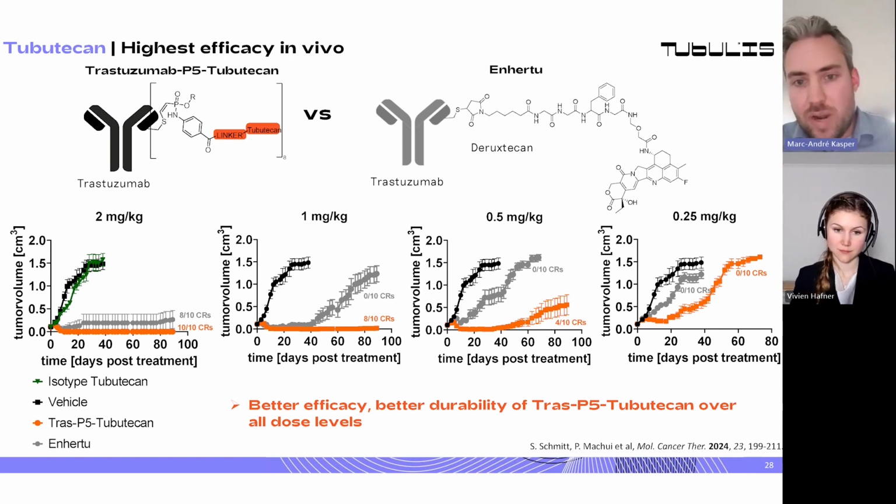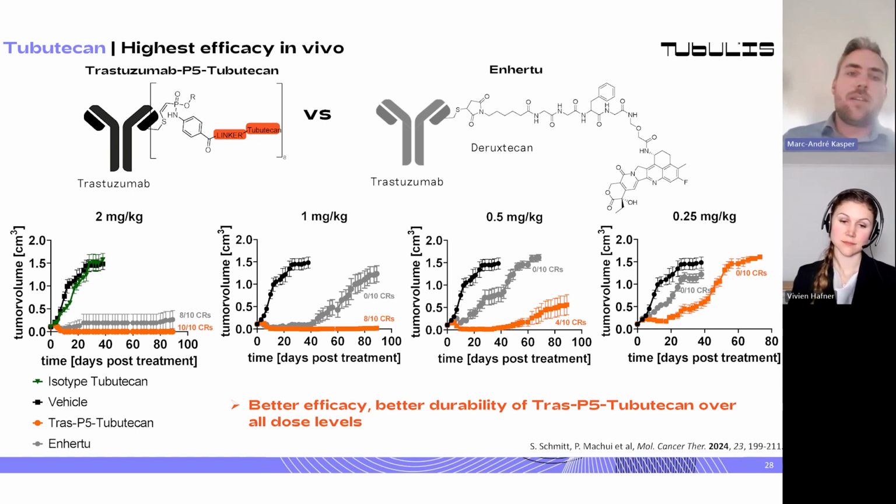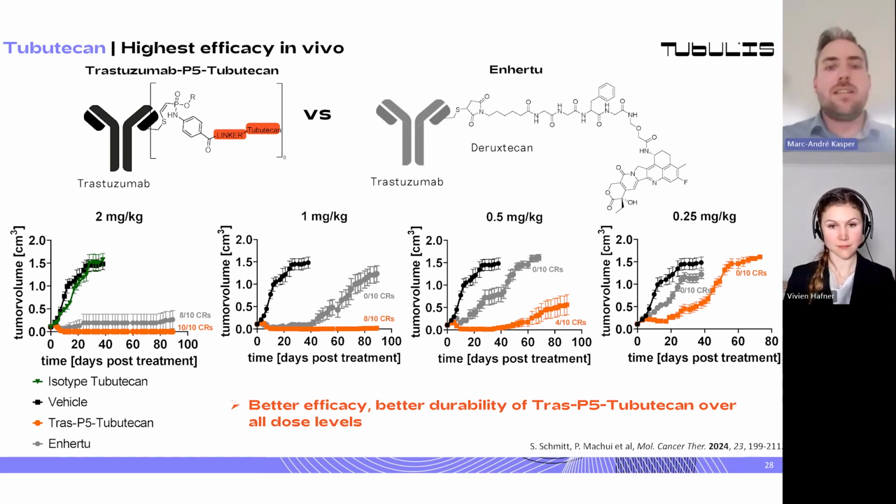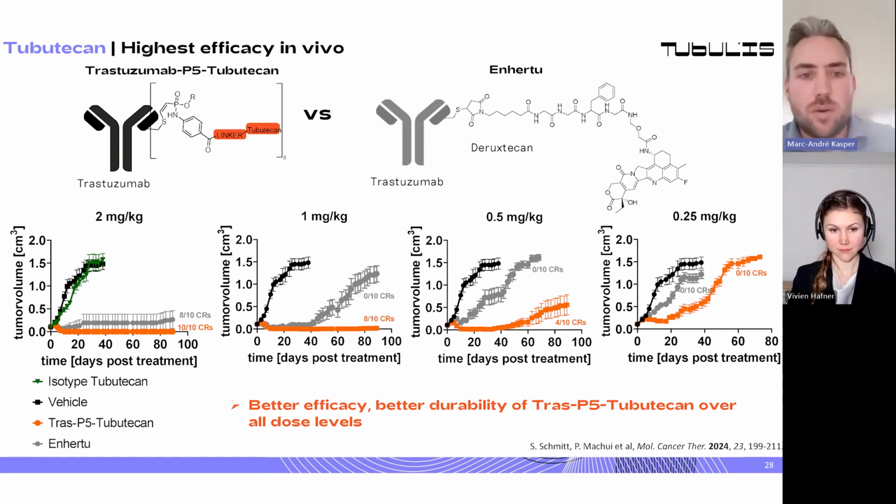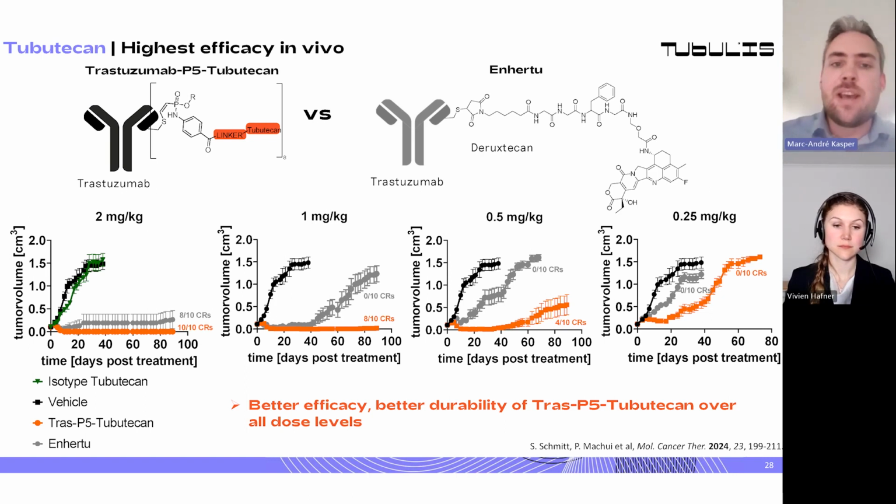So Enhertu is shown here in gray, we are in orange, and I think most exciting is when we just look into the doses at 1 mg per kg, so both ADCs at 1 mg per kg. And here we see that our technology really has a feature to have a long-lasting effect on these tumors, whereas Enhertu is quickly growing out after a short efficacy period, which we also know, I mean, it's an approved medication, but our technology really enables these long-lasting effects and these long-lasting eradication of these tumor cells here.